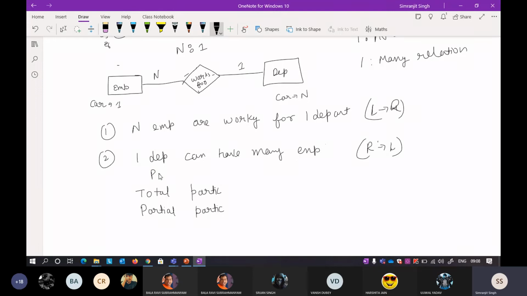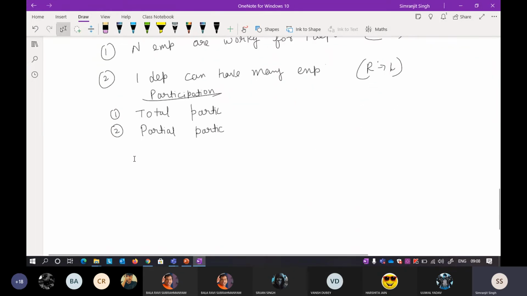Okay, so two types of participation. Now, how can you represent it in a diagram? I'll tell you about it. Don't worry about it. So now, understand. I'll just simply give you a definition, in simple terms.